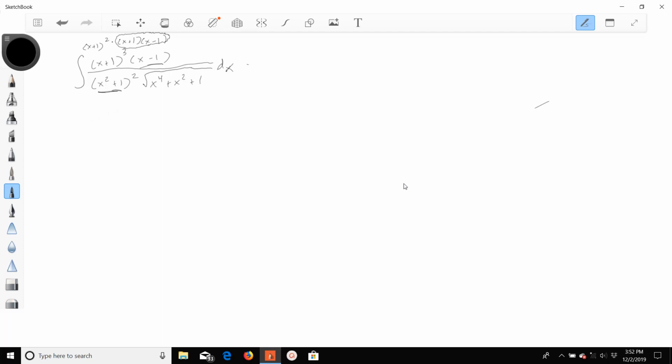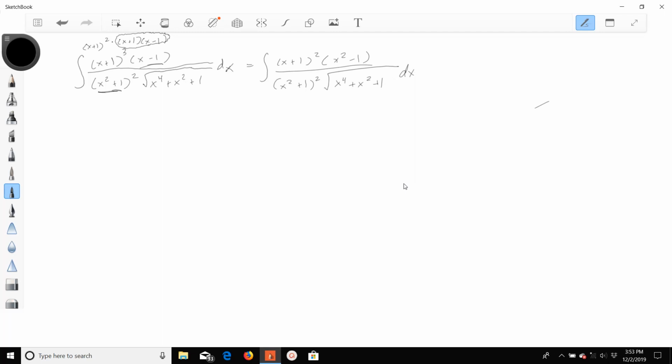So I'm going to make this the integral of x plus 1 squared times x squared minus 1 over x squared plus 1 squared times the square root of x to the 4th plus x squared plus 1 dx.